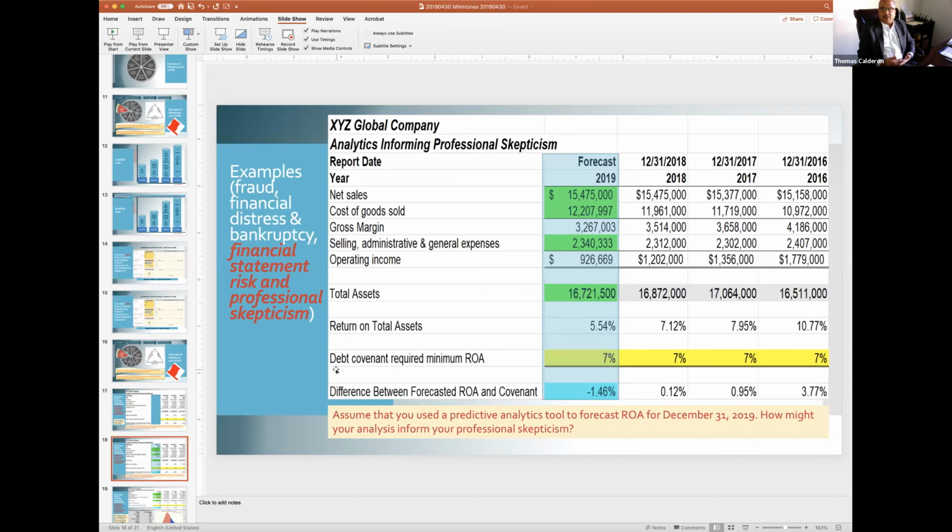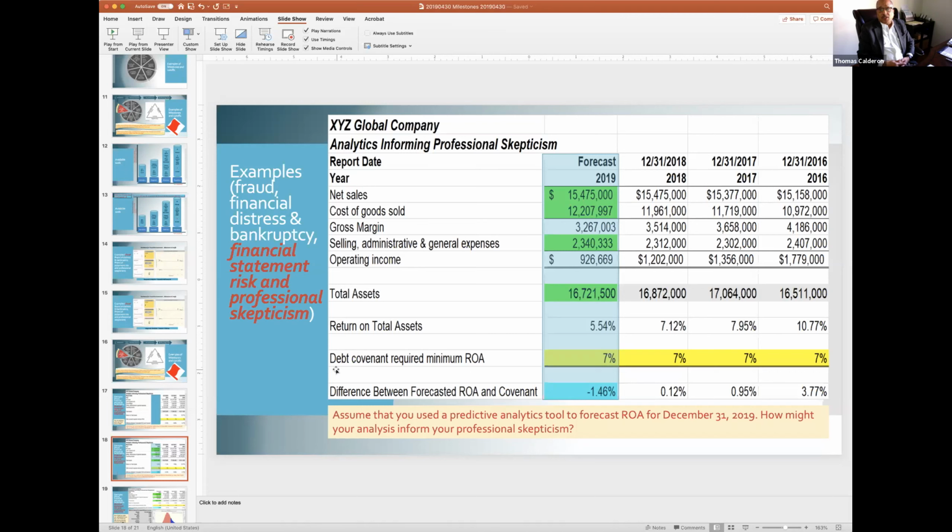with what level of professional skepticism would you approach this audit task? Would you approach the audit task with the same level of professional skepticism that you approached it last year? Or would you approach it with a higher level of professional skepticism?